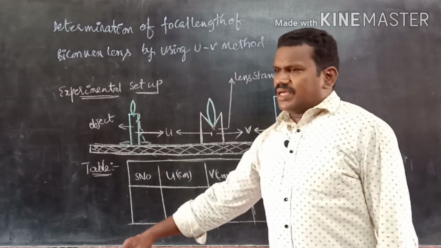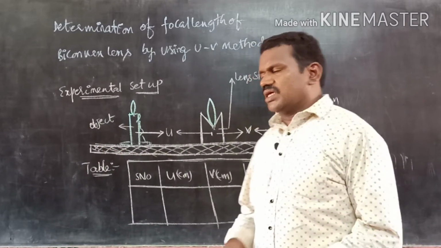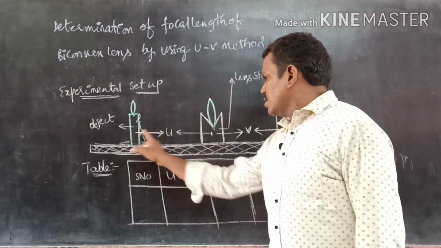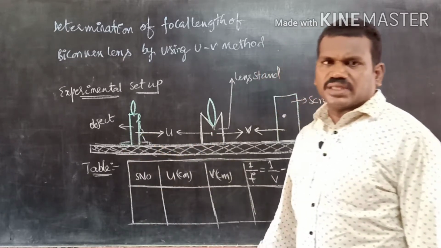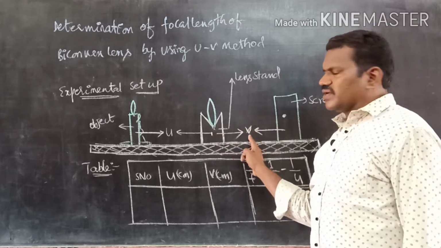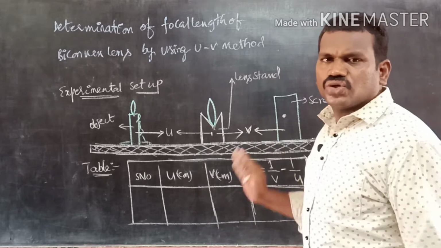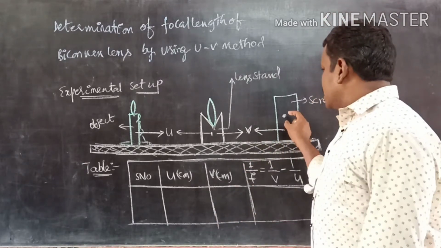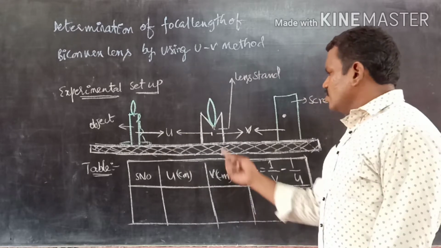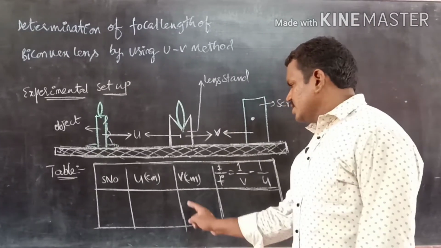In the very beginning, first of all we should place the candle at a very far distance, approximately 120 centimeters. The distance between the lens stand and the object is called the object distance. We should place the screen on the back side of the lens stand, and then move the screen slowly away from the lens. At a particular distance we can get a small dotted image of the candle. By measuring the distance between the lens stand and screen we can calculate the image distance.